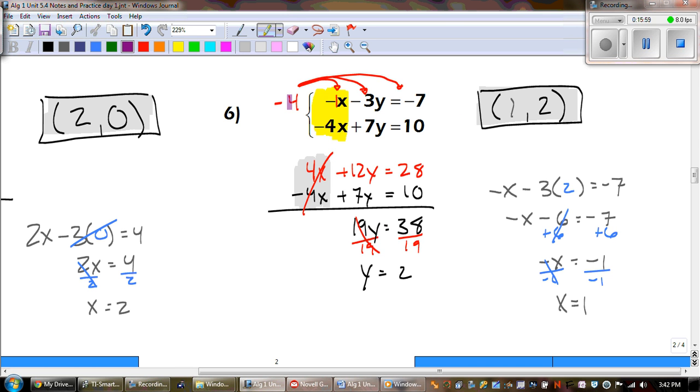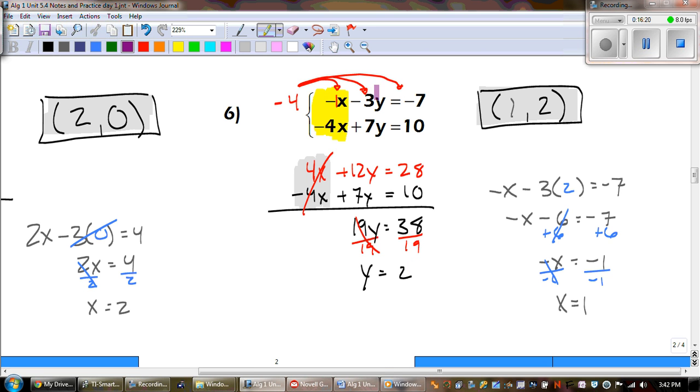Okay, there's all my work. When you distribute, you get 4x plus 12y equals 28. You had to be very careful with your negatives on that one. The 4x and the -4x cancel, and you get 19y equals 38. Divide both sides by 19, and we get y equals 2.